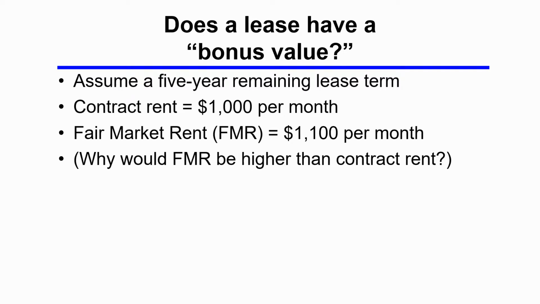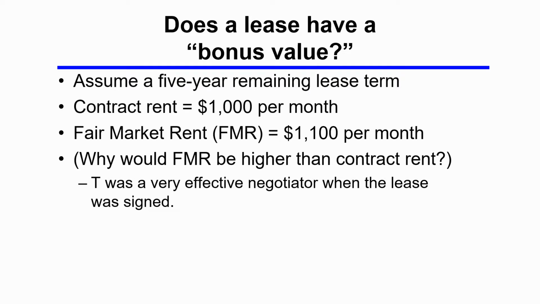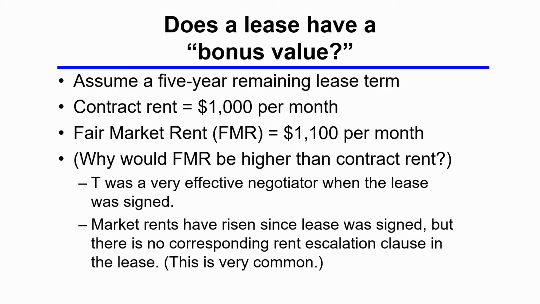Why would the fair market rent be higher than the contract rent? Well, you can think of a couple of possible reasons. One possibility is that the tenant was just a very effective negotiator when the lease was signed and convinced the landlord to rent the property for less than its fair market value. That isn't too likely, but it could happen. A more likely explanation is that market rents have gone up since the lease was signed. However, there's no corresponding rent escalation clause in the lease. Therefore, the contract rent under the lease remains the same even if the market rent has gone up. By the way, that's a pretty common scenario in which property is now worth more in terms of fair rental value than the rent called for in the lease.